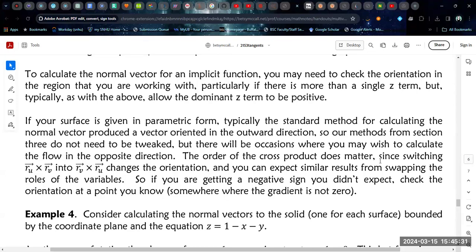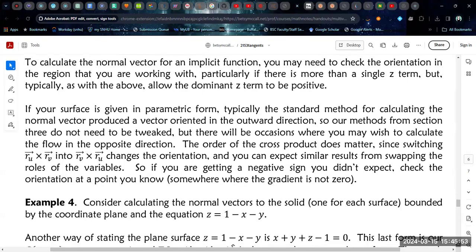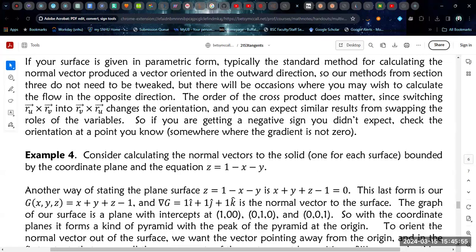But there will be occasions where you may wish to calculate the flow in the opposite direction. And so in that case, the order of the cross product does matter. So you could switch the order of the cross product, or you can just change all the signs after calculating it in the normal way. You would want to double check the orientation at a point that you know, somewhere where the gradient isn't zero, is clear and you can visualize that example.